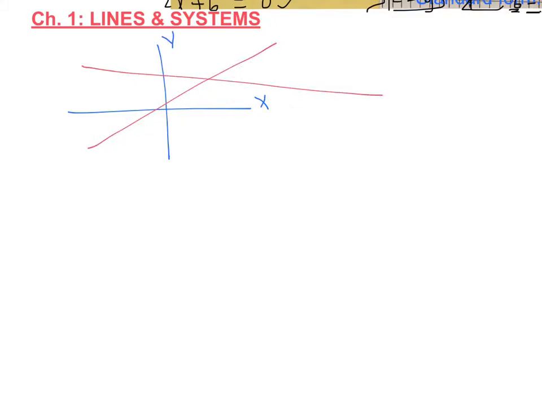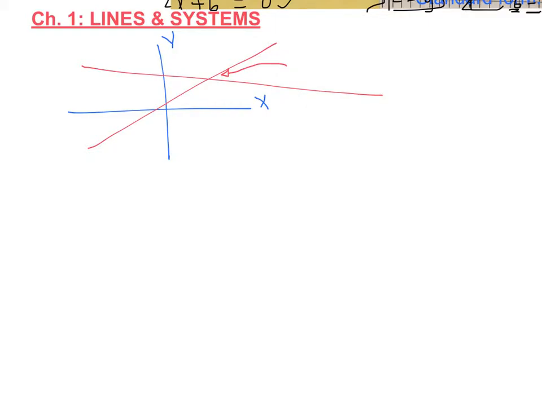On a graph, a linear system usually looks like this. Here are my axes, x and y. There are two lines, and generally, with linear systems, those lines are going to cross at one spot. It's possible to have those lines never ever cross if they are parallel. And remember, parallel lines have the same slope.